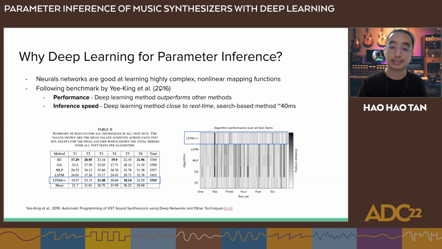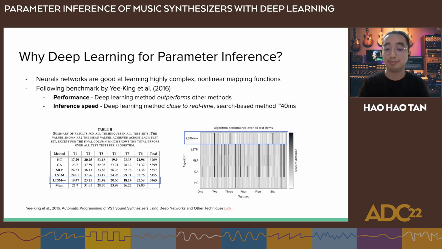Following a study done by Matthew Yee-King in 2016, he benchmarked different methods on the task of parameter inference and drew two conclusions. In terms of performance, deep learning methods can outperform other methods, as seen in these tables. Another important thing is inference speed. If we are using a search-based method, like a genetic algorithm, you need to search until you converge on the best candidate, and that takes around 40 milliseconds in terms of latency.